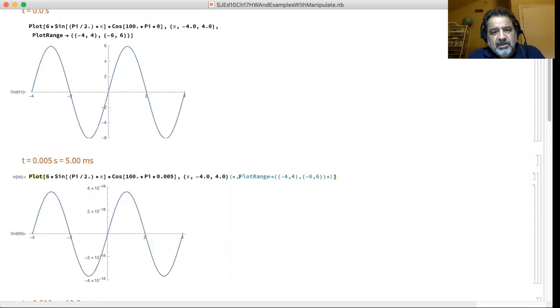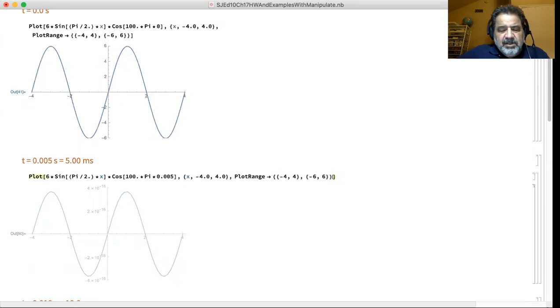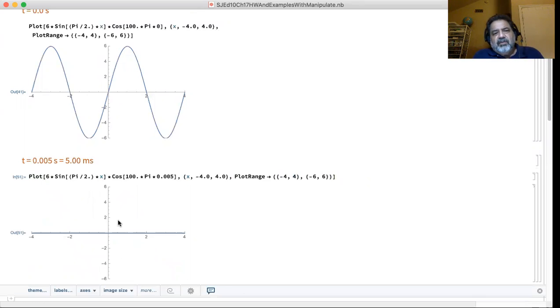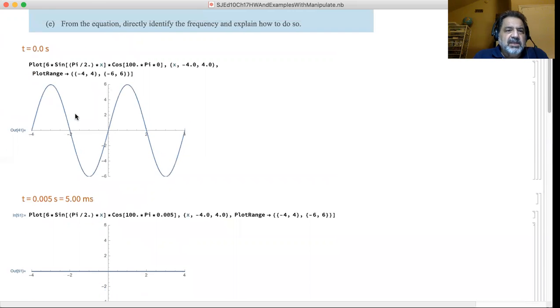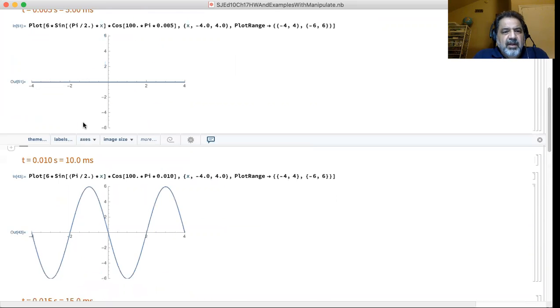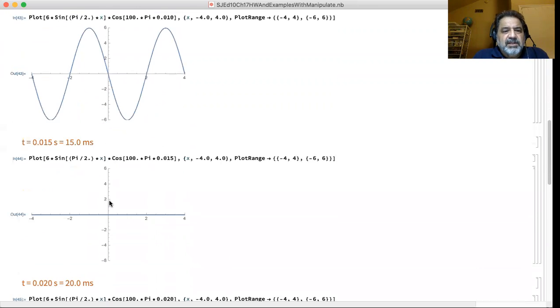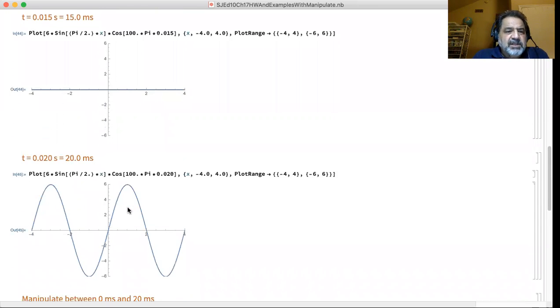If I adjust the plot range to show that, that's why I did all of these without the plot range, and they all look similar. Now, if we plot that, you'll see it's greatly diminished from the previous one. So here it is for t equals 0 seconds, for 5 milliseconds, for 10 milliseconds, and you can see it's 180 degrees out from the 0 milliseconds. This is it for 15, and this is it for 20.